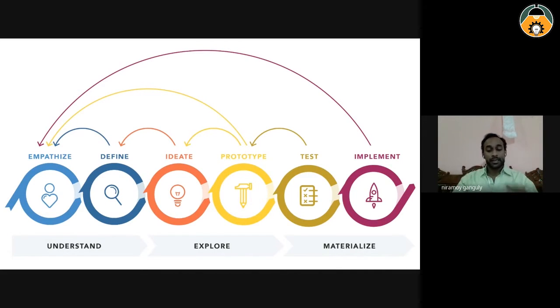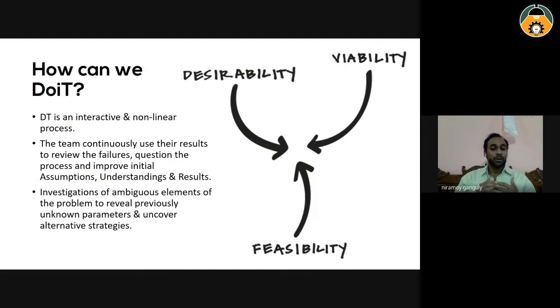So this is a constant interacting motion where it is a non-linear approach and is very interactive, where you are constantly testing out, checking, and constantly failing with your results, questioning all the processes that you have done, and constantly improving, evolving your assumptions, understanding the results. The investigations of ambiguous elements of the problem reveal previously unknown parameters and uncover alternative strategies.